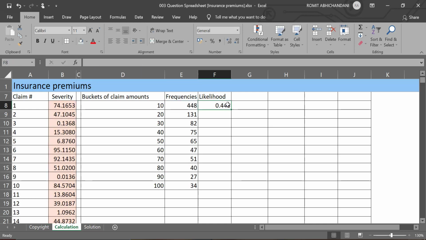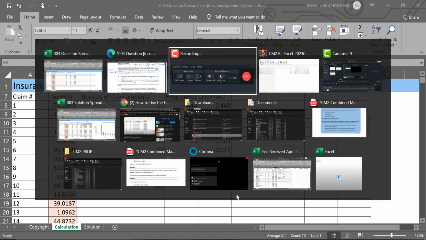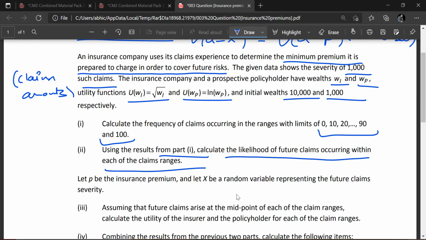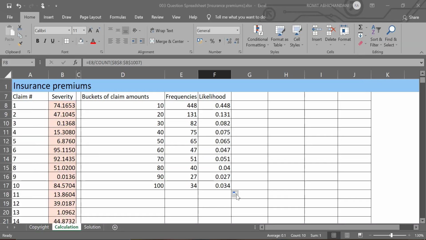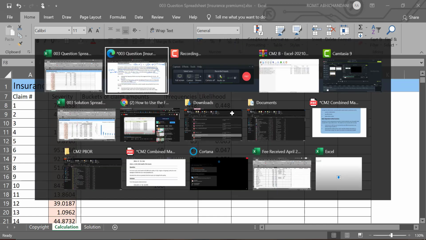Similarly you can get the likelihood of claims coming in all the ranges, right? So what we are saying is basically that because you have 448 claims between 0 and 10, out of the total 1000 claims, in the future you are expecting 0.448 claims for every one claim that comes in to be in this range, right? So that's just the probability, right?